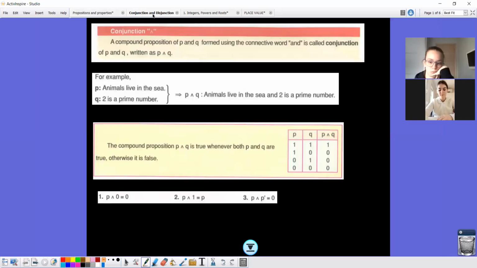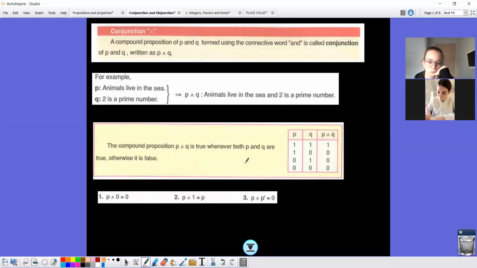Okay. So conjunction, the first connective word, conjunction, it means and. A compound proposition of P and Q formed using the connective word and is called conjunction of P and Q, and we will write in this way. For example, P, animals live in the sea, and Q is 2 is a prime number. P and Q will be animals live in the sea, and 2 is a prime number.